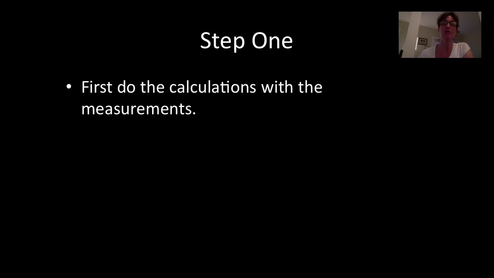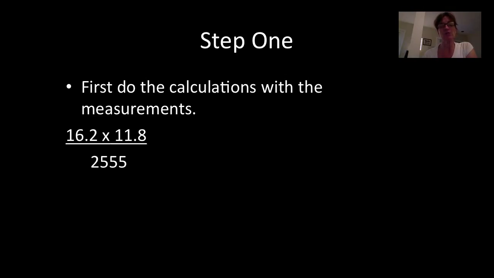Well, the first thing I'm going to do is the calculations with the measurements. I'm going to get my numbers, my measurements calculated first. So I'm going to multiply 16.2 times 11.8, and I'm going to divide that by 2,555. And my answer is going to be 0.074818. Step 1, the math.